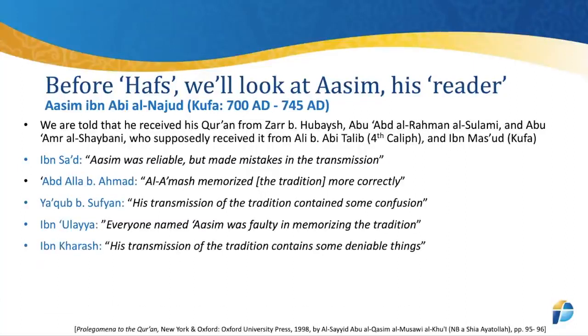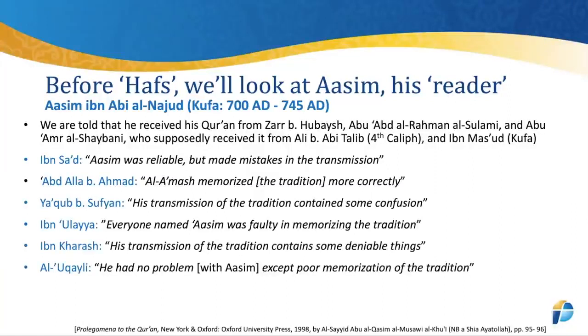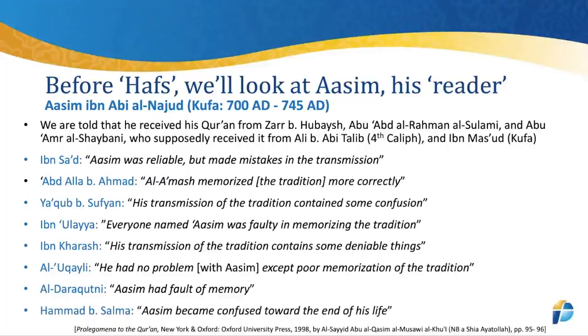Okay, so he doesn't like people with that name Asim. And Ibn Kharash said this: his transmission of the tradition contains some deniable things. Al-Uqayli had this to say about Asim: he had no problem with Asim except poor memorization of the tradition. And Al-Darakutni said of Asim that he had a faulty memory. Hamad ibn Salma finally said Asim became confused towards the end of his life. So not much to go on. There's not much here that I would say proves that Asim was one of the best, the creme de la creme. Not from what I'm seeing here. Nonetheless, he is the one that starts that whole tradition from Kufa, of which Hafs comes from.